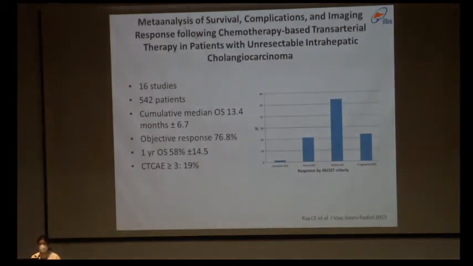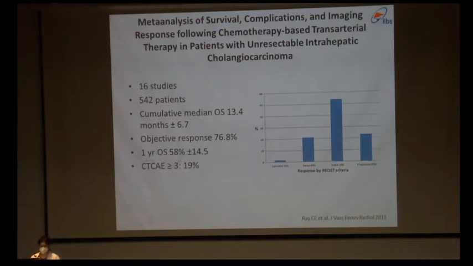So there is a meta-analysis of survival, complication and imaging response after TACE. In this, 16 studies were included with 542 patients. The cumulative median overall survival was 13.4 months. Objective response at the primary site is 76.8%. If the response assessment is done by imaging, that is as per RECIST criteria, again there is about 76% response, and if it would have been done by M-RECIST criteria, the imaging response would have increased.